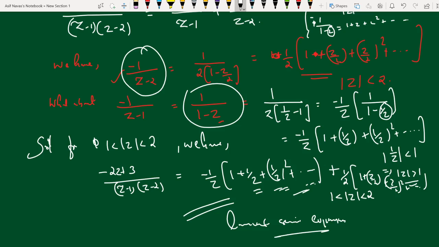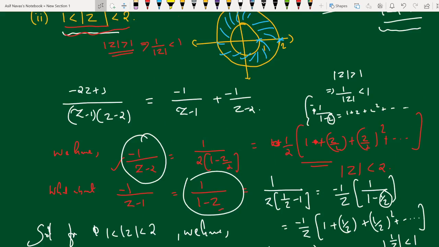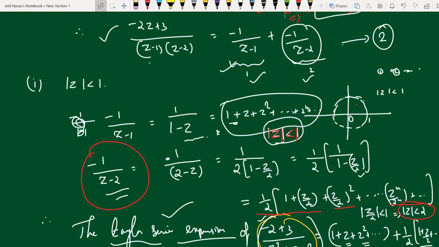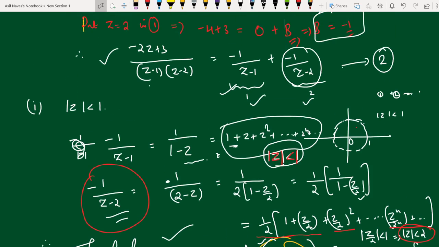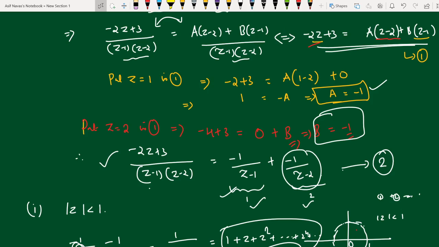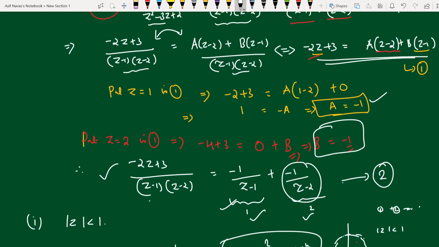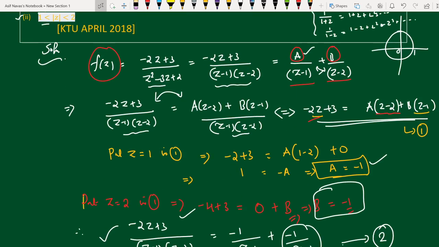Okay, so this is very simple. What we have to do is convert it into the form that we know. We can always use partial fractions. If you have any doubt, you can ask me.